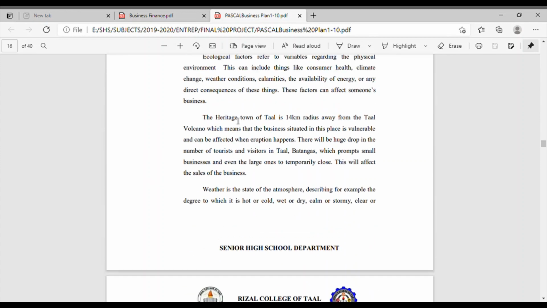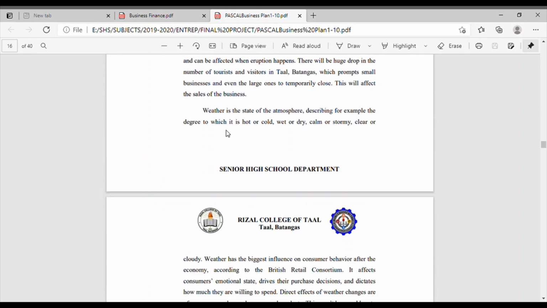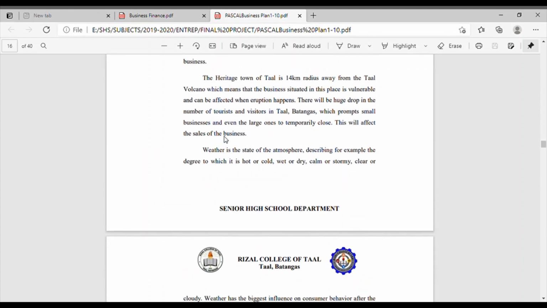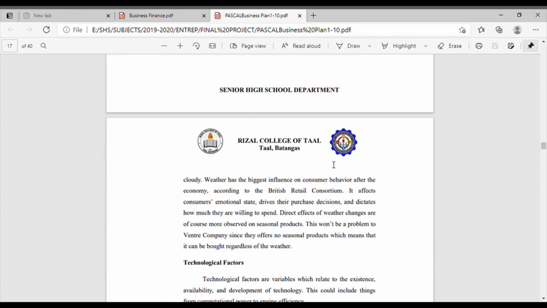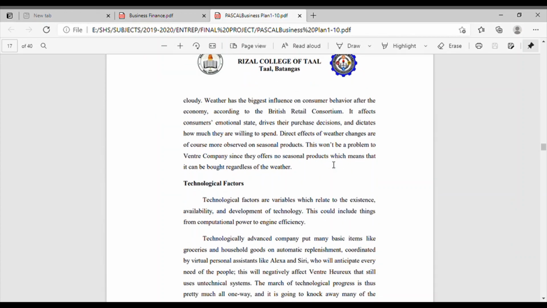Aside from volcanic eruption, halos lahat ng business plan ko last time ay laging sa Taal. Kaya halos pare-pareho lang sila ng reason for natural. It's the weather and the volcanic eruption. So weather is the state of atmosphere describing, for example, the degree to which it is hot or cold. It affects consumers' emotional state.